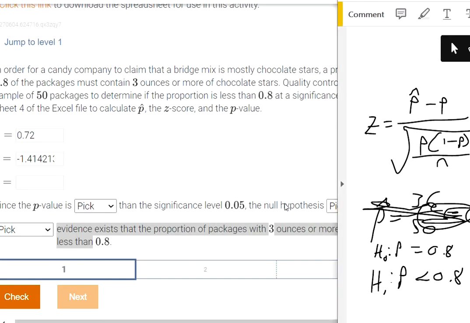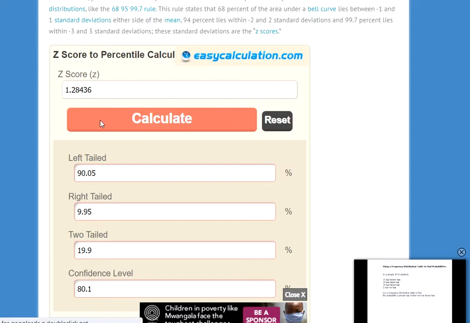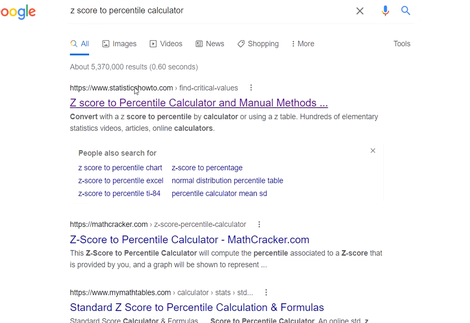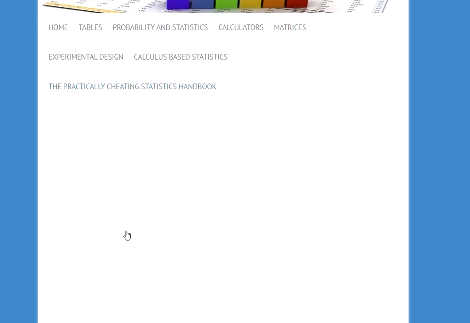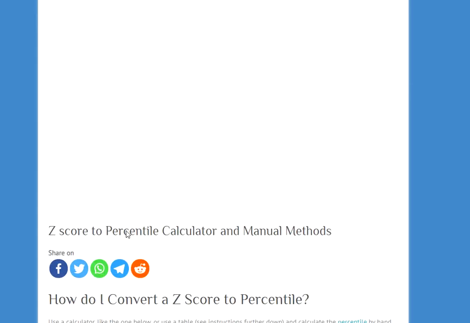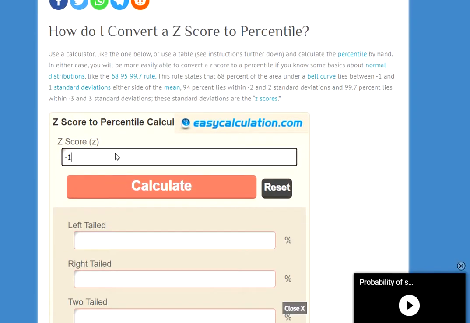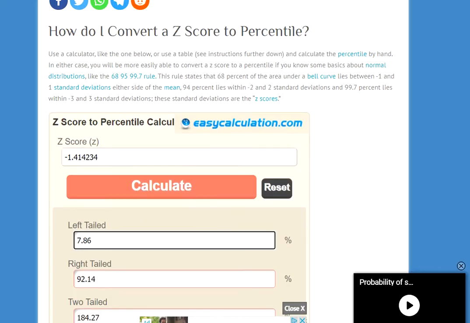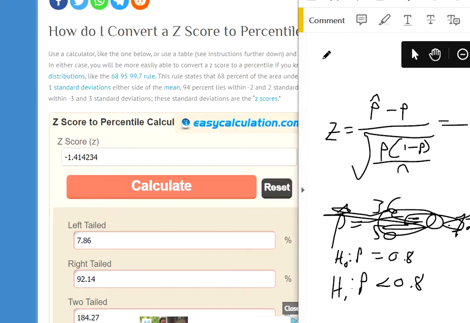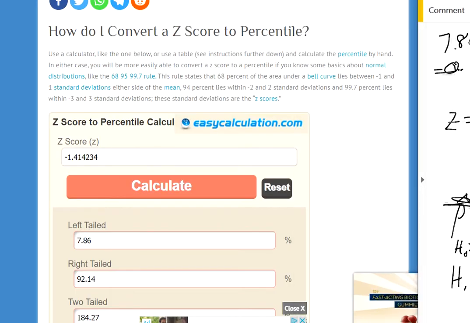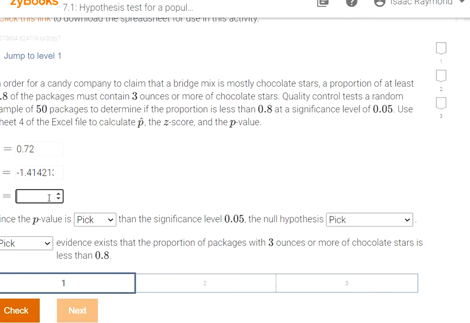That means we need to know that for the p-value when we type in a z-score calculator. Okay, if you type in z-score to percentile calculator, take the first one, type in our z-score, negative 1.414234. And that's why it's important. The percentage is 7.86%. But when you're talking about a p-value, it's the decimal form of that percentage. So 0.0786 is our p-value.